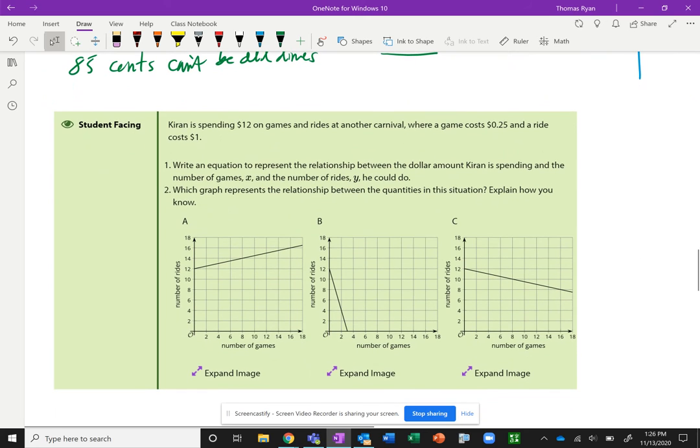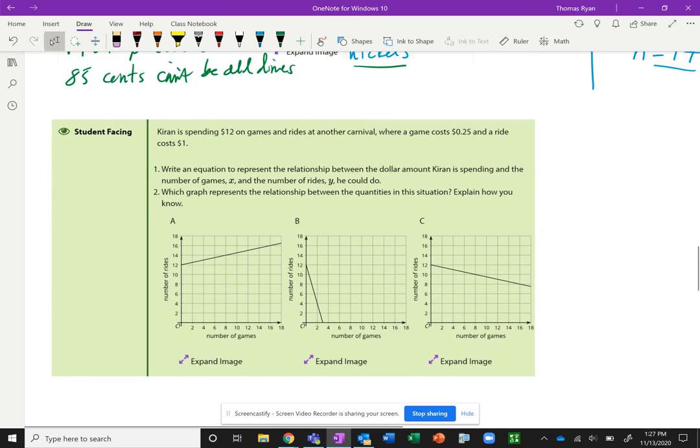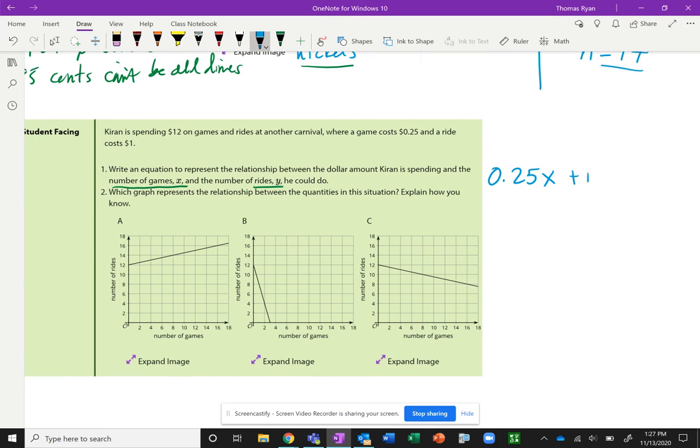Okay, so the last thing here, this is our cool down here. Karan is spending $12 on games and rides at a carnival, and games are 25 cents and rides are $1 each. So write an equation to represent the dollar amount Karan is spending and the number of games and rides he could do. Okay, so remember, games is X games, rides is Y. So we're going to have 0.25x, because it's 25 cents per game, plus y equals 12.